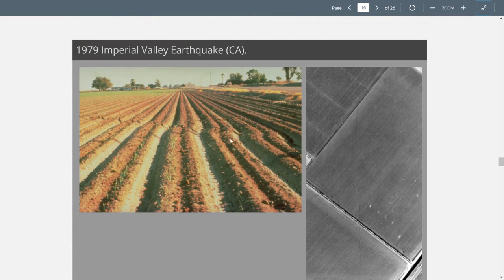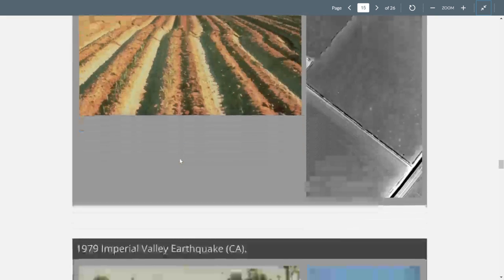Here is an example of one of the larger earthquakes in 1979 in the Imperial Valley. If you drive, say, to Palm Springs and then to Indio, and then keep driving south along the Salton Sea, that is the Imperial Valley. It's a big place for farming, huge for farming, but it also is the location of the San Andreas Fault.